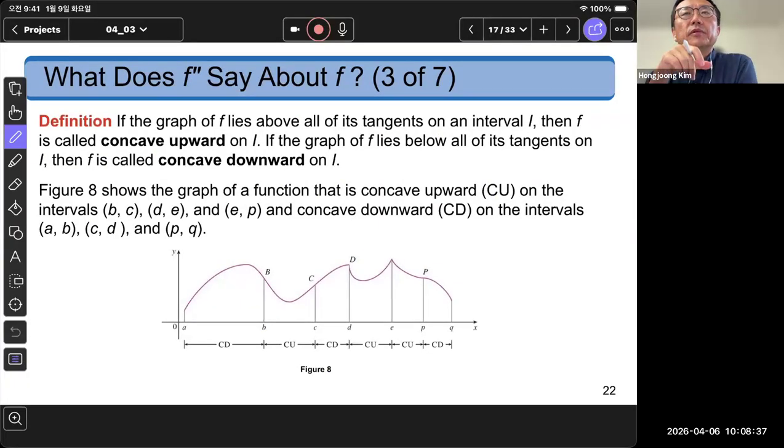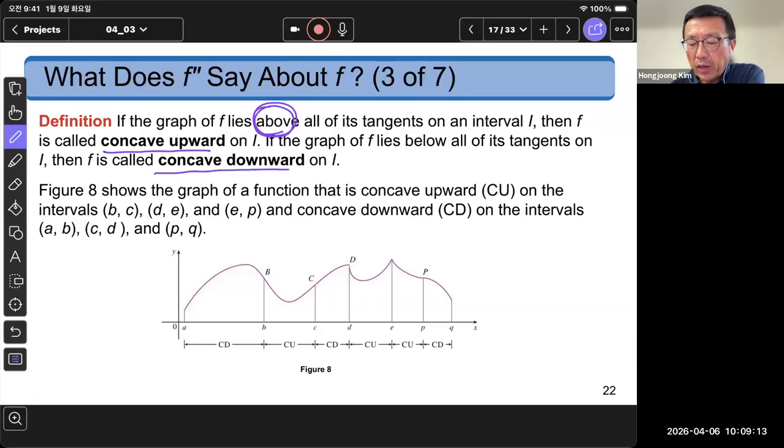Now, if the graph of f lies above all of its tangents on a certain interval, then we say the function is concave upward. If the graph of f lies below the tangents, then we say f is concave downward.